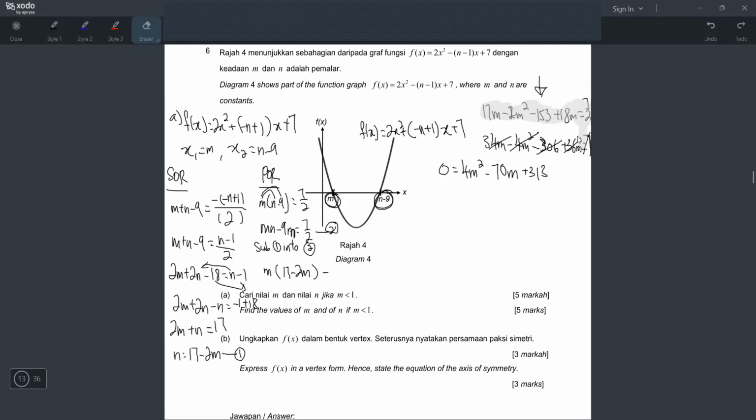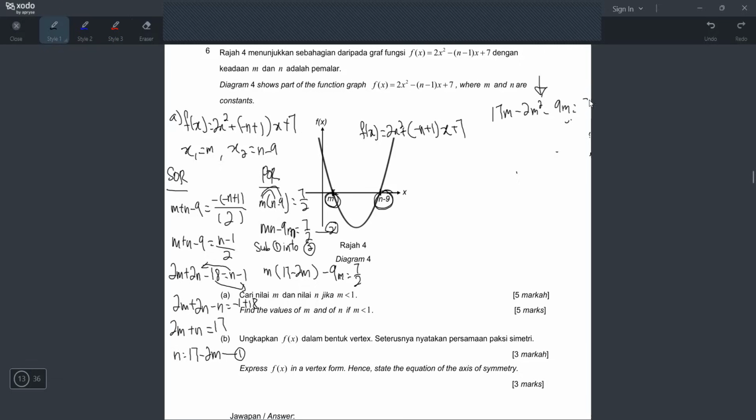Okay, so let me just correct myself here. So these are all wrong already, because I wrote it wrongly. This one is supposed to be m, but I write n. That's why I messed up here already. So now let's do it one more time. M times n, which is 17 minus 2m, minus 9m equals 7 over 2. Like this is correct, right? And then when I expand it, you will get 17m minus 2m squared minus 9m equals 7 over 2.